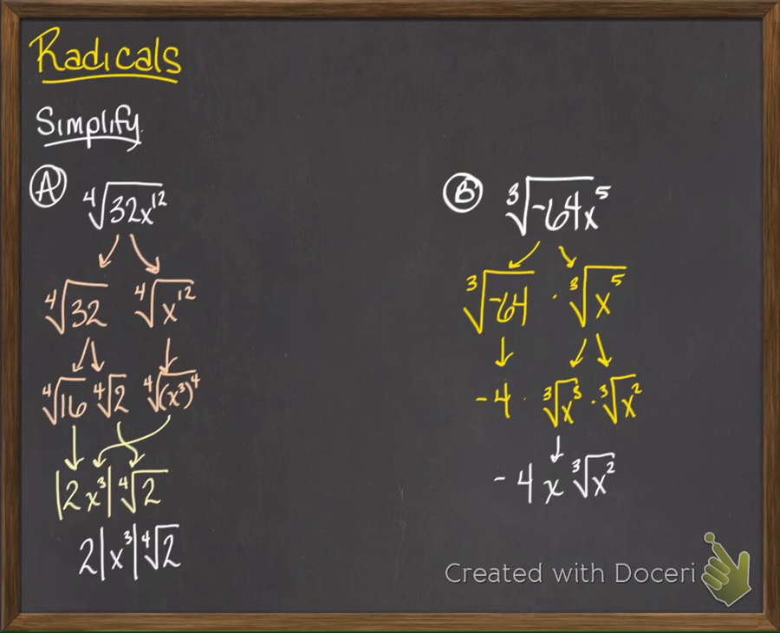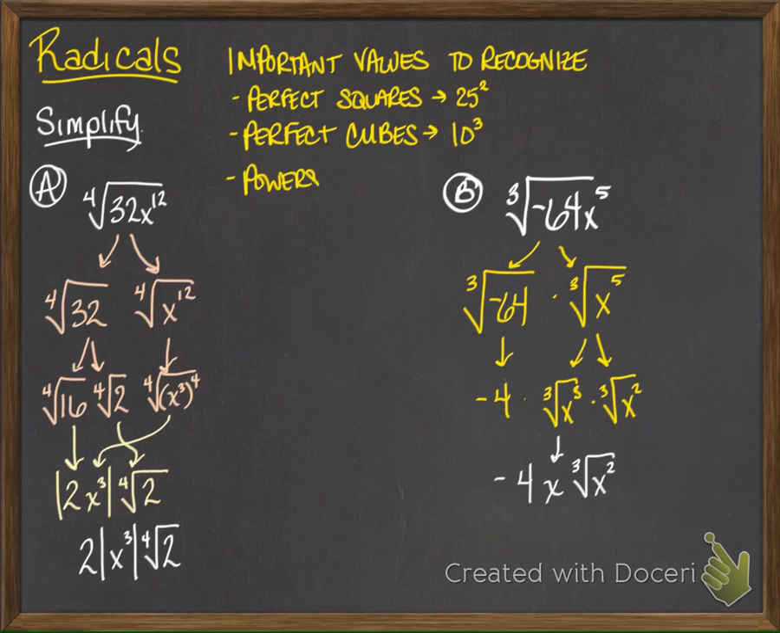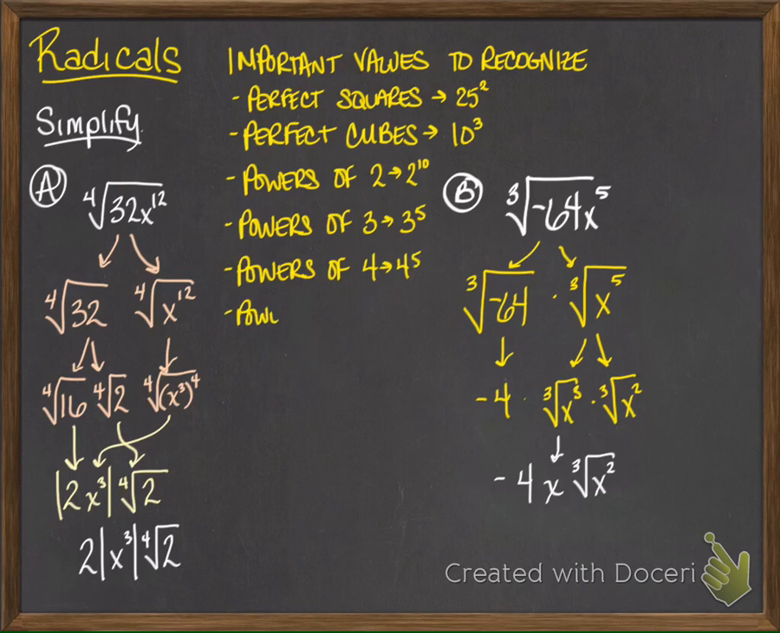Now, numbers that are helpful to recognize in the event that we're going to actually be able to simplify these things. We need to be able to recognize things like perfect squares through 25, perfect cubes through 10 cubed, powers of 2, powers of 3, 4, and 5. 2 we should know to the 10th. 3, 4, and 5 to the 5th power, and we'll be pretty good. That's how we simplify radicals.